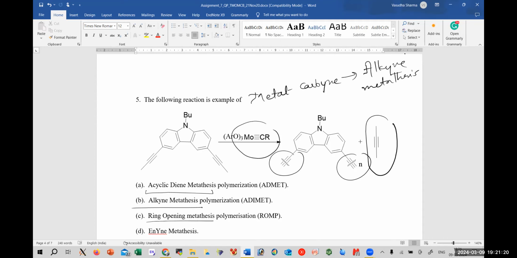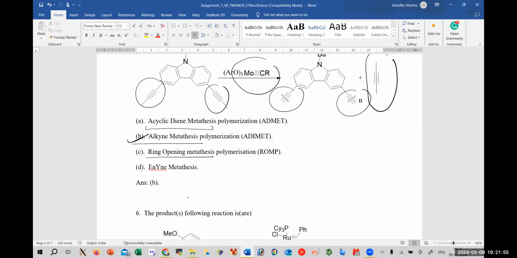This is not a ring-opening system. Nothing is opening, and it's not even an enyne. There is only yne and yne present. There are so many hints in this particular reaction. If you carefully see, only the yne and yne chain is getting extended, with the release of another alkyne. The second part is that the metal carbyne they have used is only used for alkyne metathesis. And among the options, they are very straightforward to understand. Neither is a diene present nor is any ring opening there, and there is no ene and yne together. So it's very straightforward, and the answer is B.